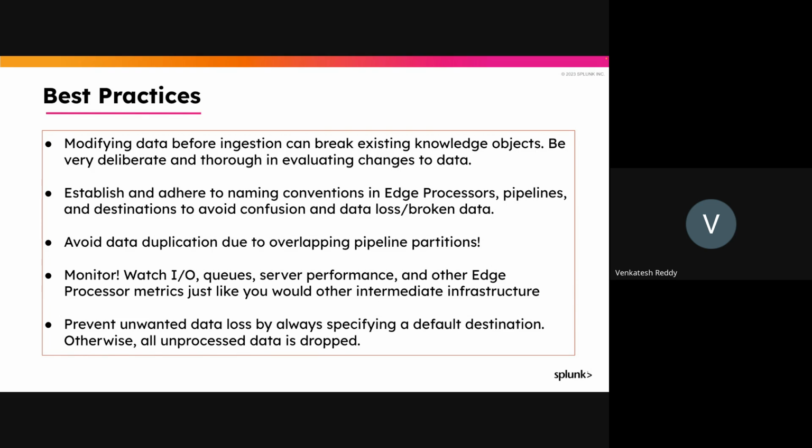And a naming convention can be extremely helpful, so that it is really clear that you're not breaking any data, and you don't have any confusion about what's going on. You don't want to have any overlapping pipeline partitions. If you use a clear naming convention, you can know that this pipeline is doing this thing, so it won't overlap with other pipelines. So those are the best practices.